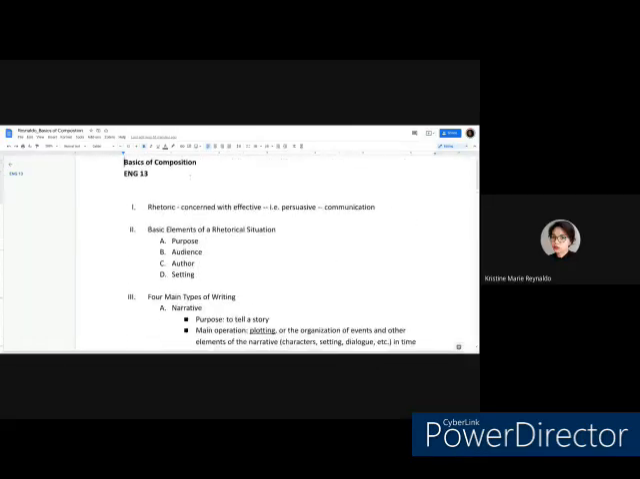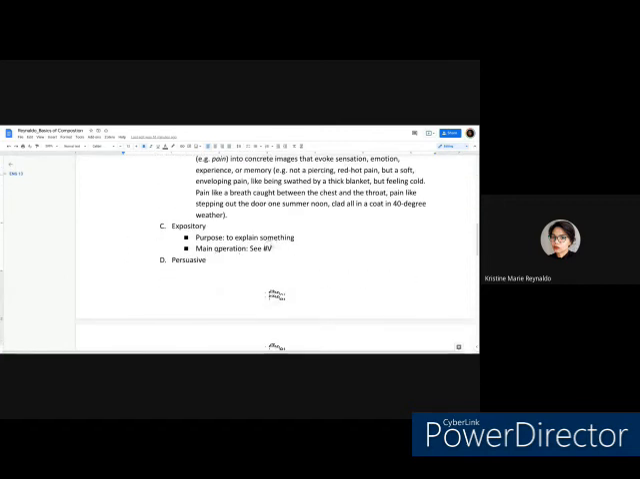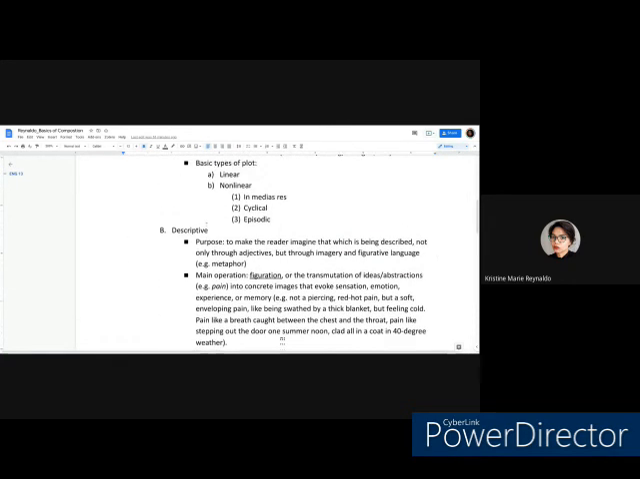So again, narrative is one basic form of writing. Another basic form of writing is descriptive writing. The purpose of descriptive writing is to make the reader imagine that which is being described, not only through adjectives, but through imagery and figurative language or figures of speech, such as a metaphor.